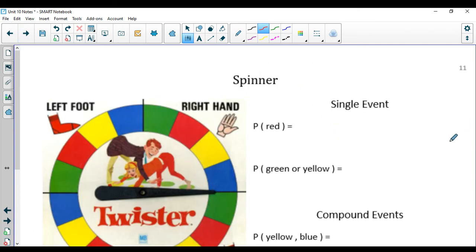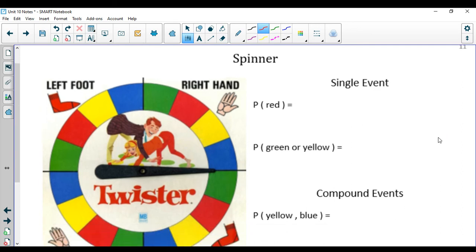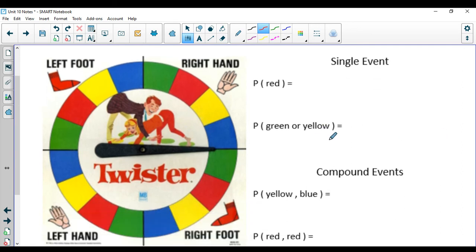Final piece for today's lesson is using the spinner. So you'll notice here that we have a twister spinner. The twister spinner is divided into 4 sections for the right hand, left foot, and right foot. And then you'll notice that each section is also split up into the different colors. So it looks like my events are going to be based on colors. So when I look at it, there's 4 colors in each section for a total of 16 different colors. It's going to make life a little bit easier.